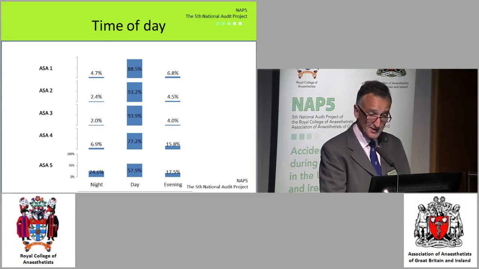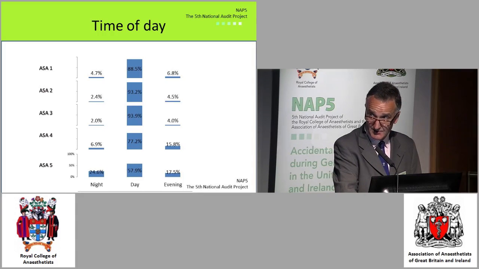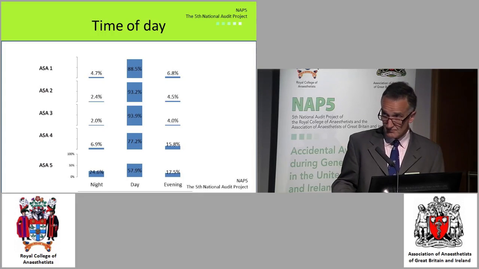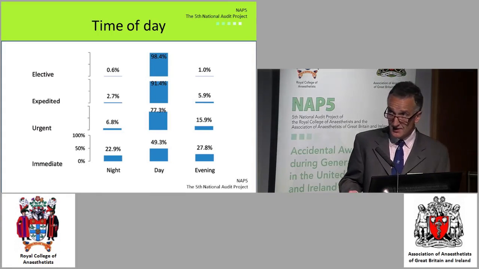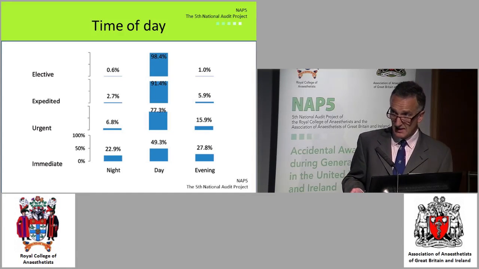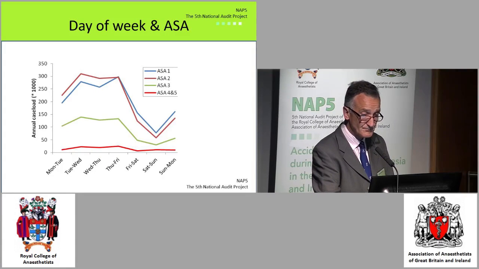I can put numbers on that, although I think it clutters the graph a little, but you can see here that for ASA 5 patients, about 60% of them are done during the day, the remainder out of hours. And if you look at the urgency category, you can see that the elective are done during the day, and the immediate, well, they just have to be done at other times of the day as well.